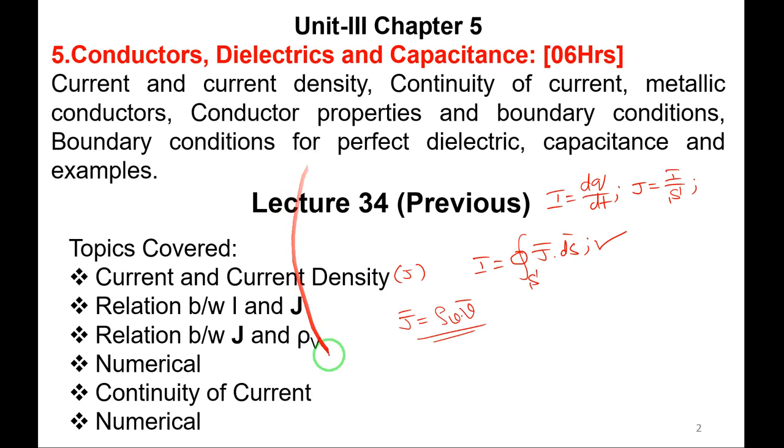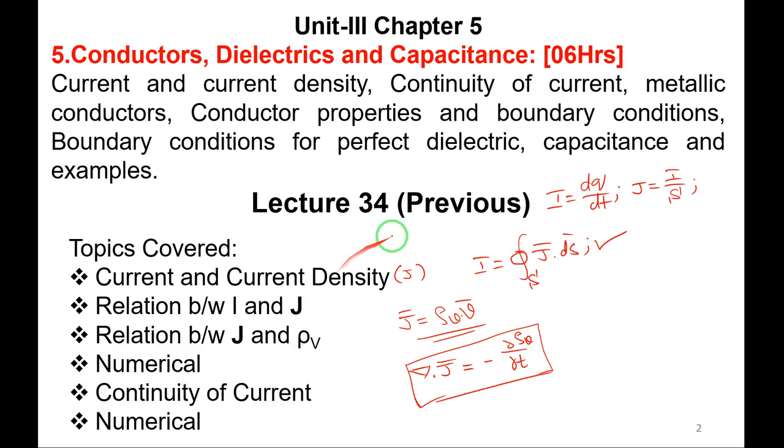Then the differential form, also called the point form of the continuity equation of current: del dot J is equal to the rate of decrease of the charges within the given volume or closed surface, so minus dou by dou t of rho v. This minus sign indicates the depletion, or decrease, of the charges within the considered closed surface or volume, right? This we call the point form of the continuity equation of current. All these things we have studied, and we have solved a few numericals based on that, right?